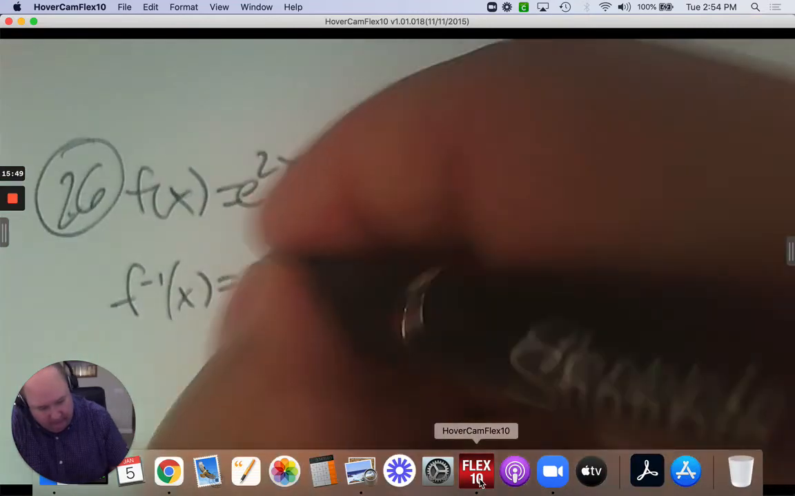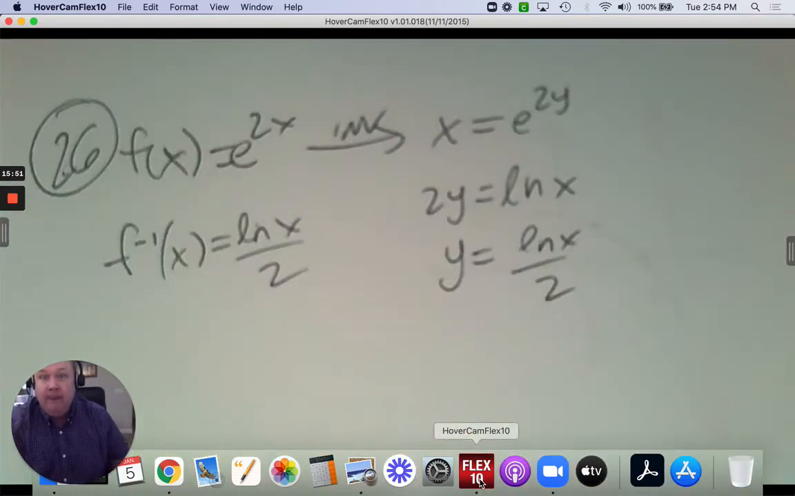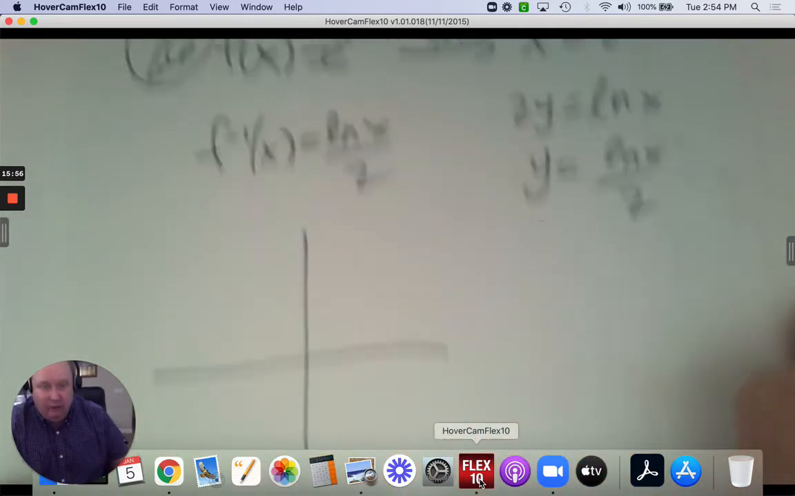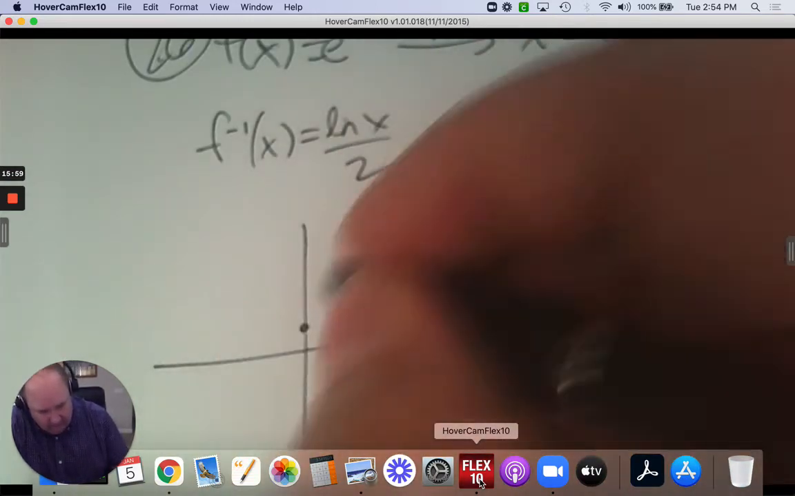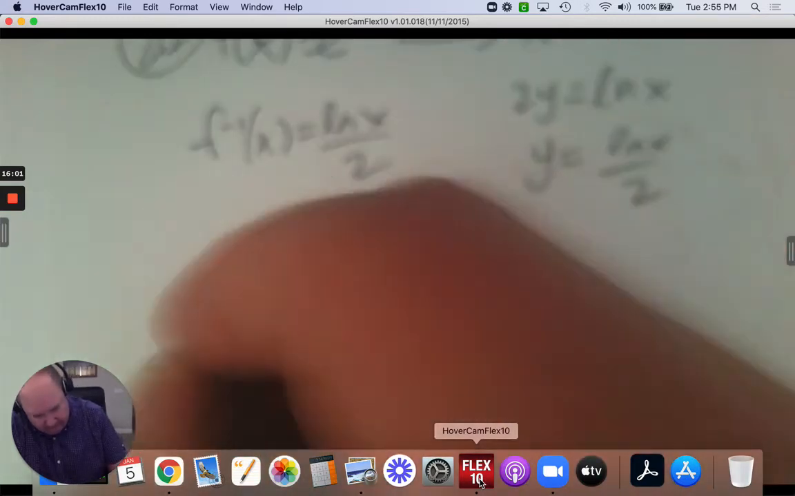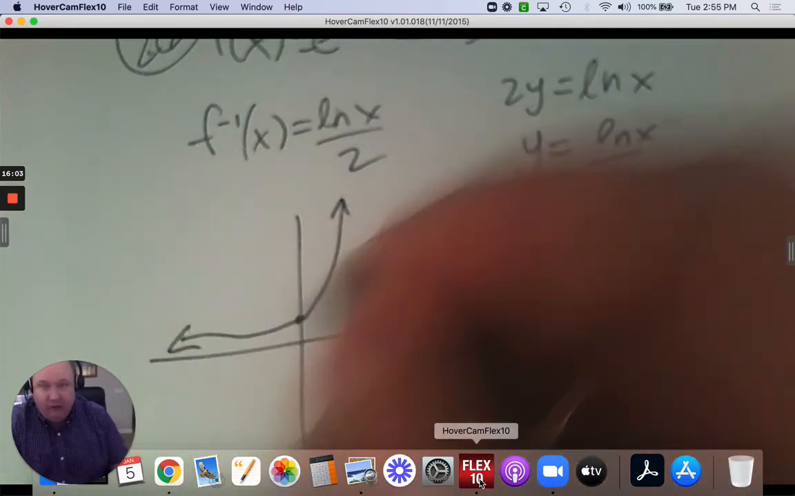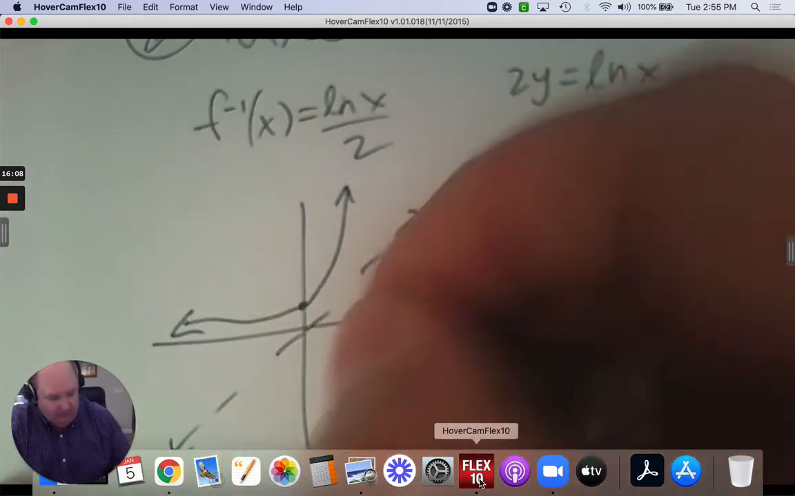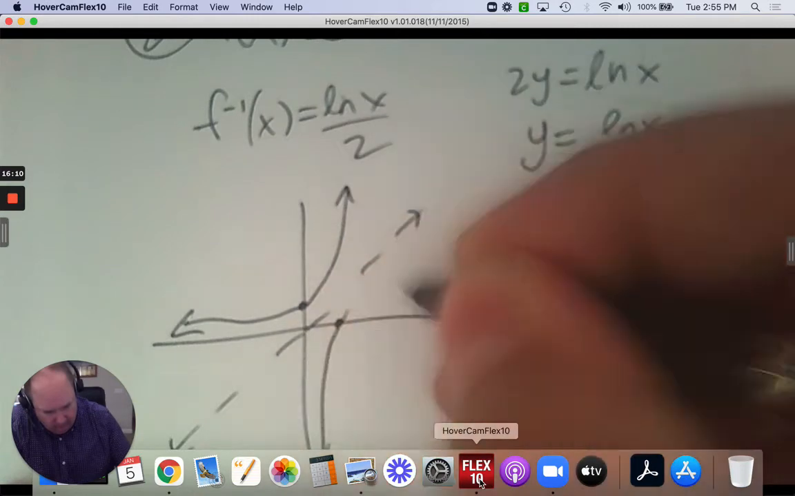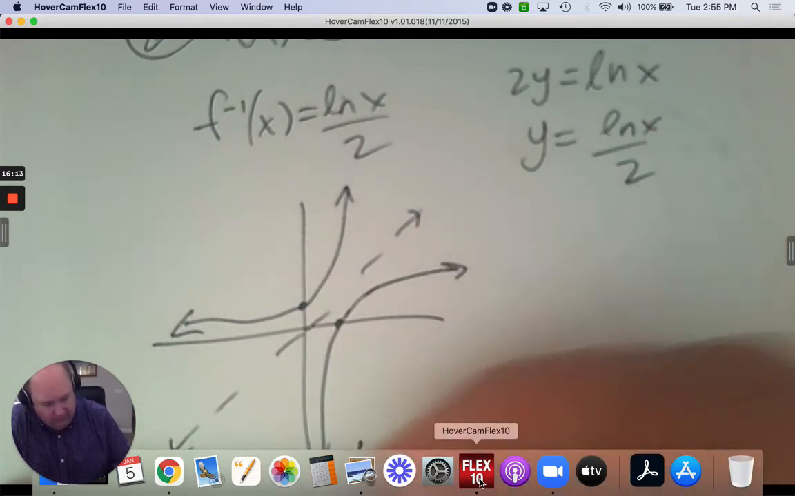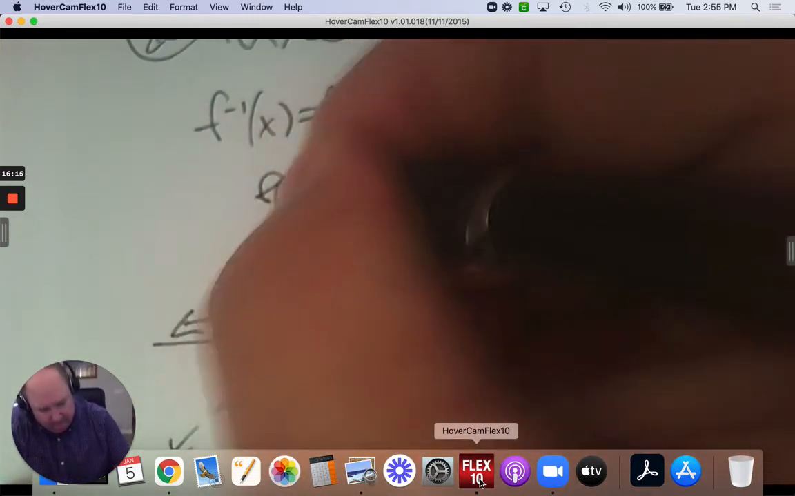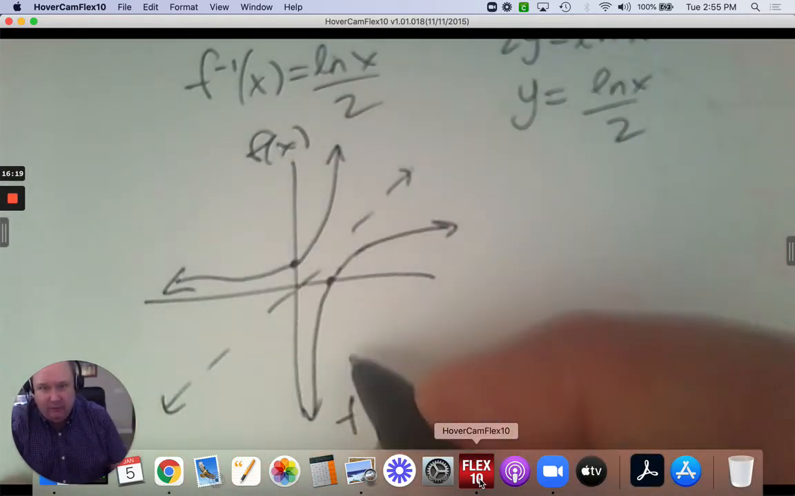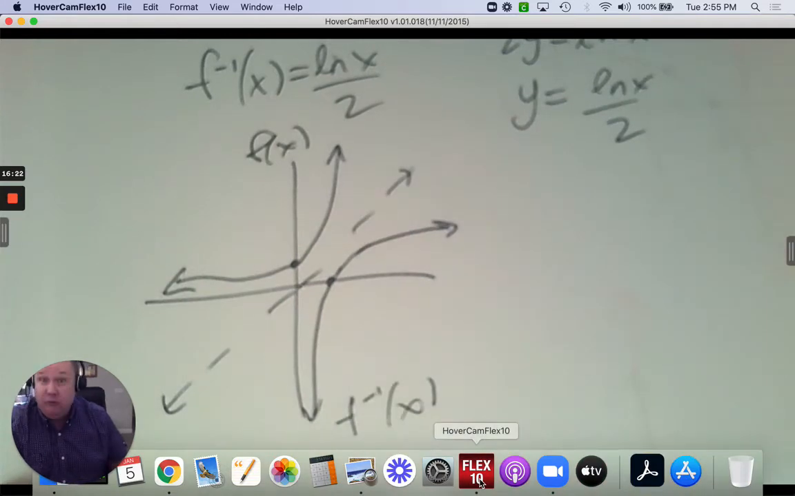That is the inverse. Then if you want to sketch them together, e to the 2x would look like this. That's what the exponential curve would look like, and then it gets reflected. And that's what the inverse would look like. So you have the function, the exponential, and the logarithmic curve, and they're reflected, and there's the inverse. That's what the sketch would look like.